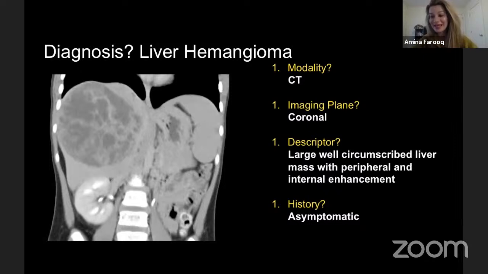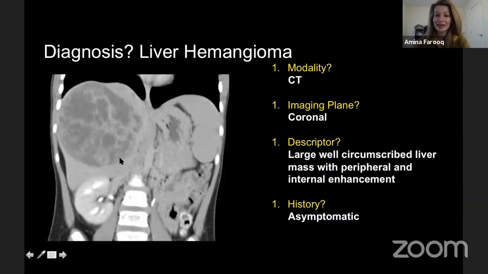Someone asked, why would they get imaging if they were asymptomatic? That's a great question. You will see in medicine that a lot of times patients get imaging for other reasons. So in this particular case, the patient came in because they were having chest pain. So they got imaging of their chest, a chest CT, and the chest CT goes down to the top of the liver. So the radiologist noticed that there was a mass in the liver.